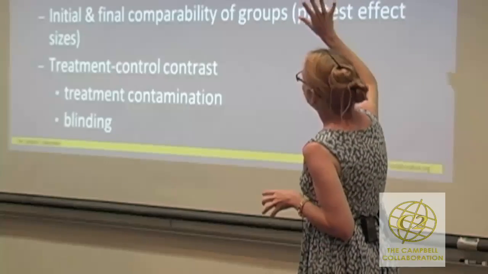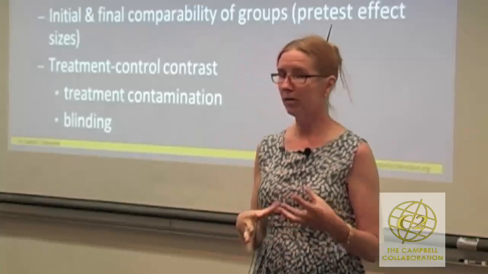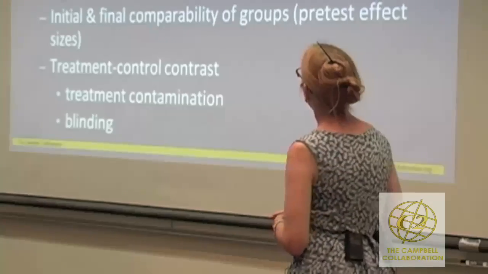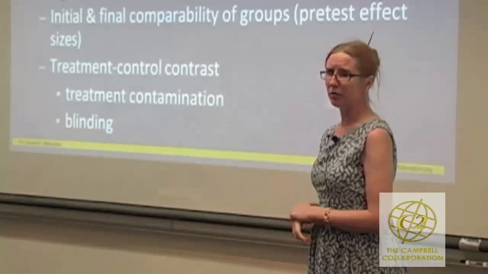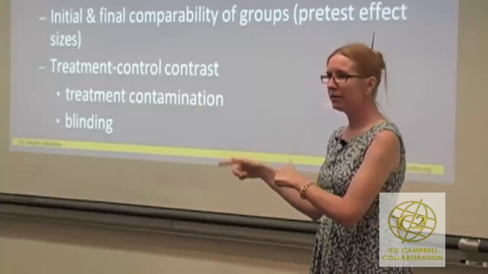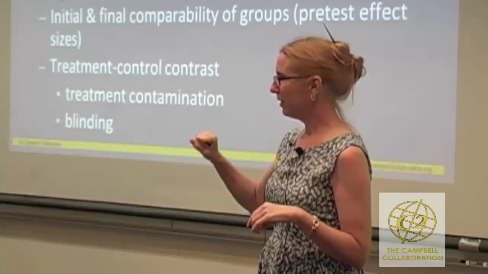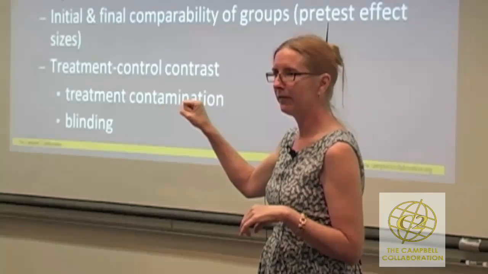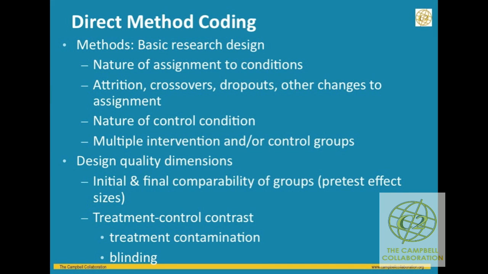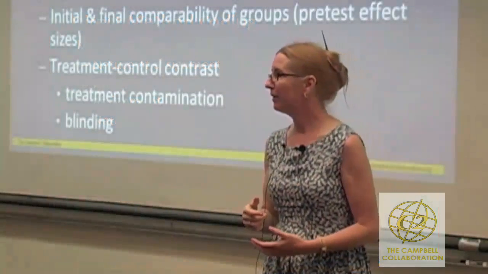Attrition, crossovers, dropouts, other changes to that assignment. We go in and count if they tell us. All of these things. What does the control group look like? How did the children get into the control group? If it's a quasi-experiment, did they take children who volunteered to be in the program and then take kids who look similar from the next town over? Or did they do propensity scores? Or did they do something else? So really getting into kind of how they got into the control group or how they created a control group. Are there multiple intervention and control groups? How were they configured and assigned?